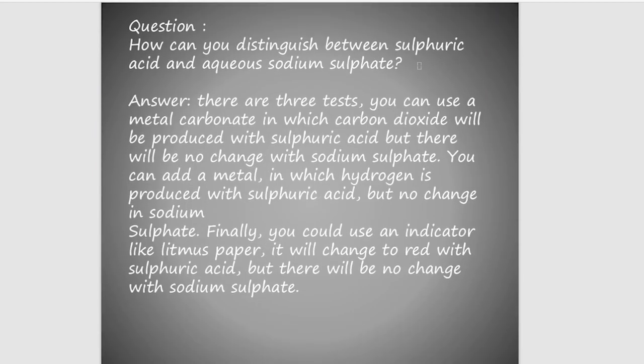How can you distinguish between sulfuric acid and sodium sulfate? This is the salt and this one is the acid. There are three tests you can use. A metal carbonate: carbon dioxide will be produced with sulfuric acid, but there will be no change with sodium sulfate. You can add a metal: hydrogen is produced with sulfuric acid, but no change with sodium sulfate. Finally, you could use an indicator like litmus paper. It will change to red with sulfuric acid, but there will be no change with sodium sulfate.